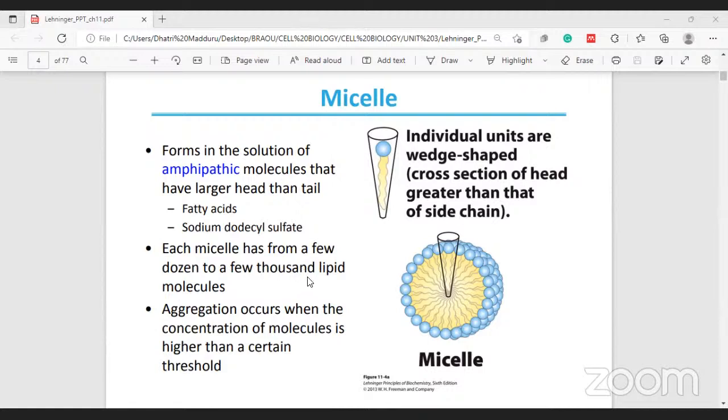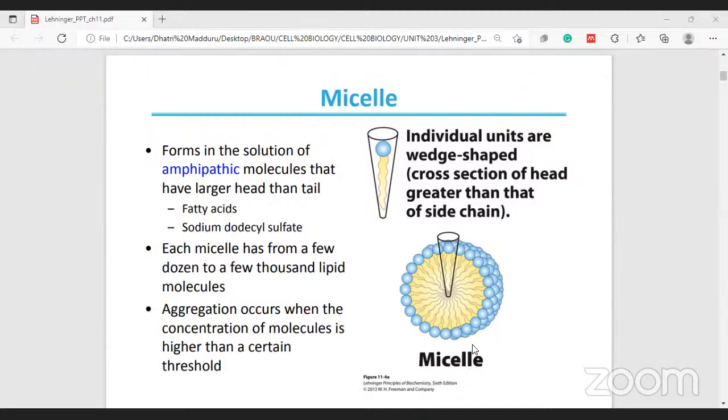Whenever we add such lipid molecules into water, or when they interact with water, they immediately take a shape like this, because these tails are non-polar, right? They cannot interact with water. So immediately they try to escape the water. They don't want to get exposed to water. So all the polar groups will form a surrounding structure like this, and all the non-polar molecules will be inside this shell. This kind of structure is called a micelle.